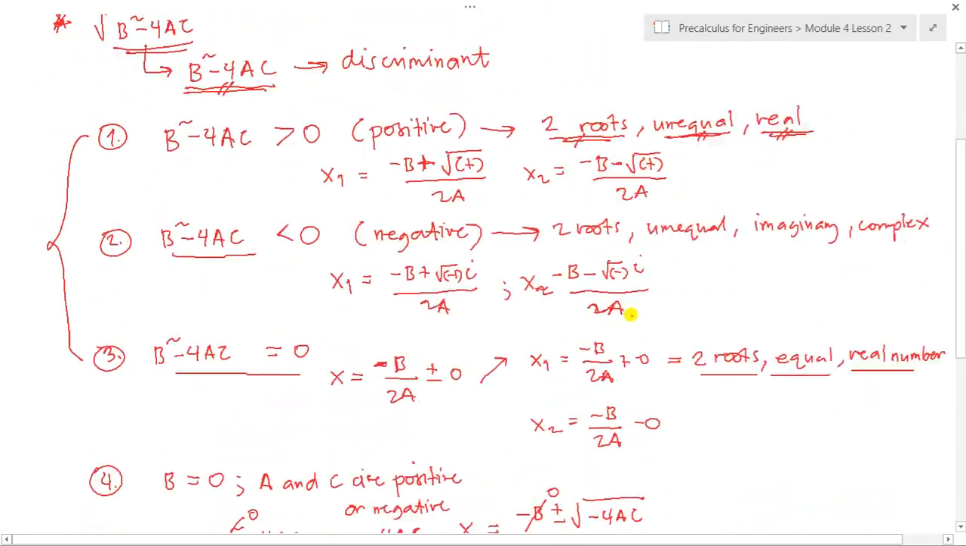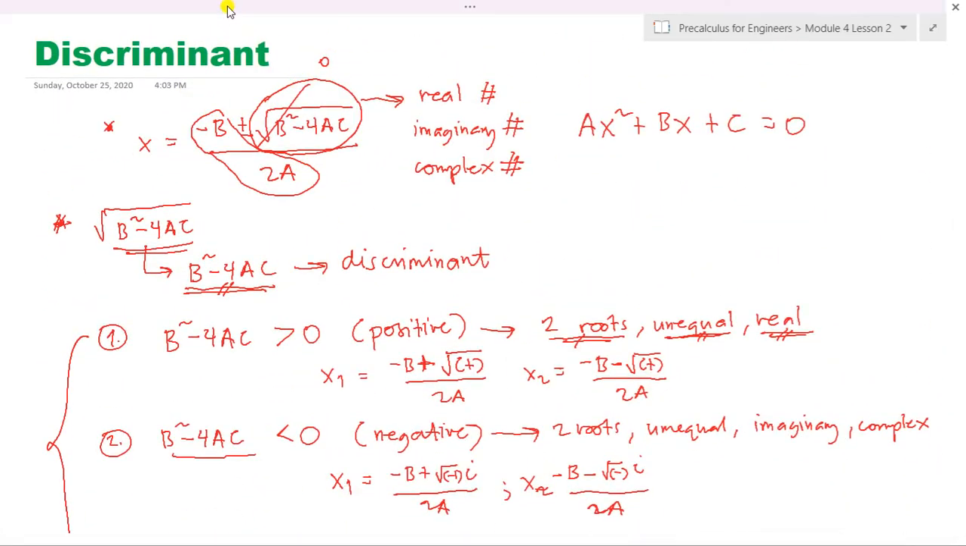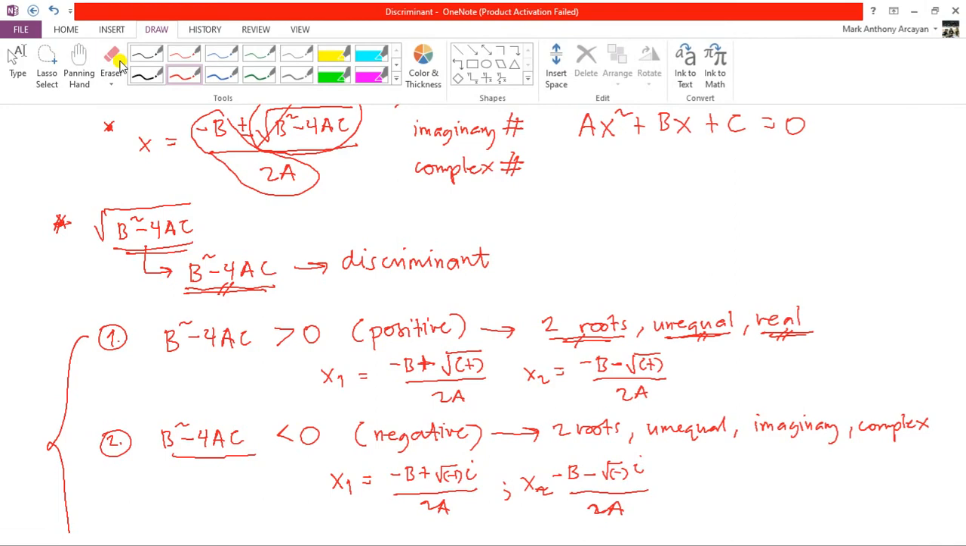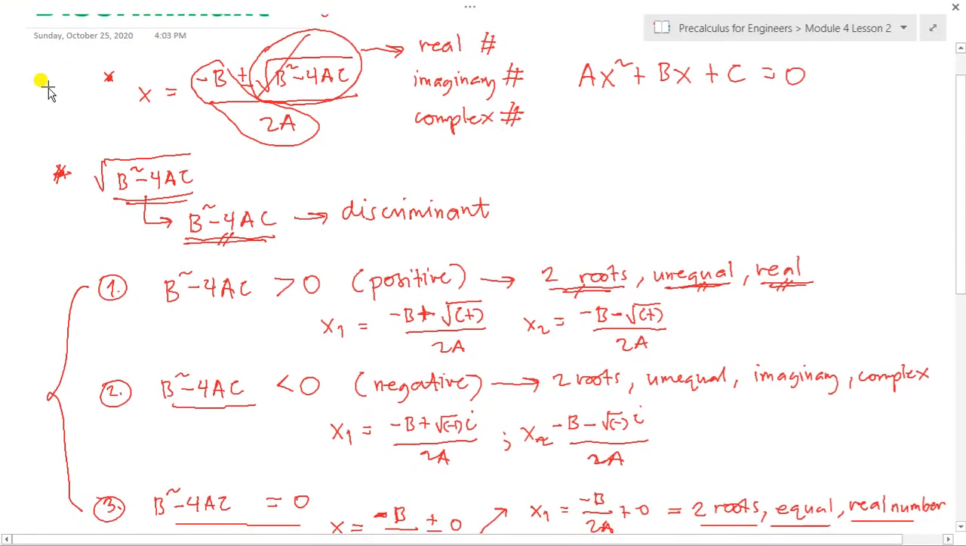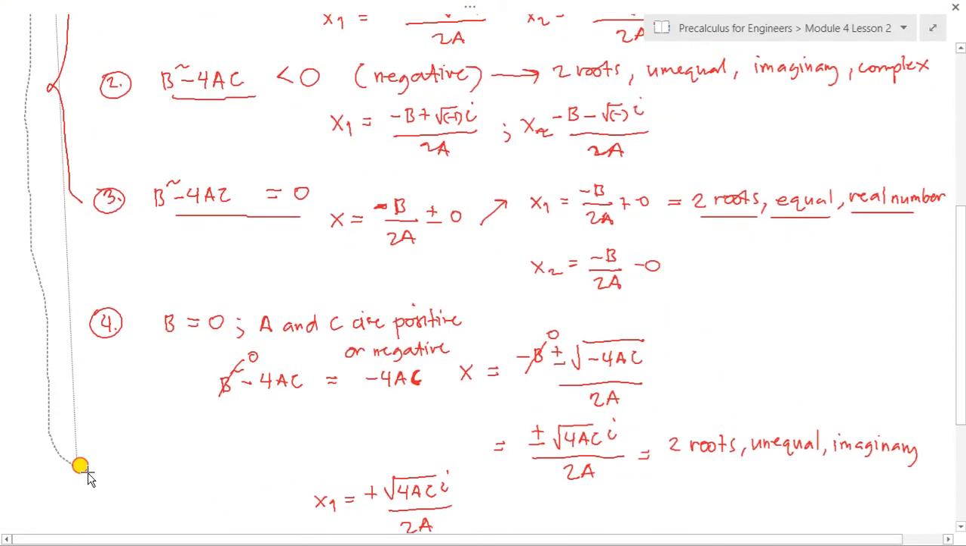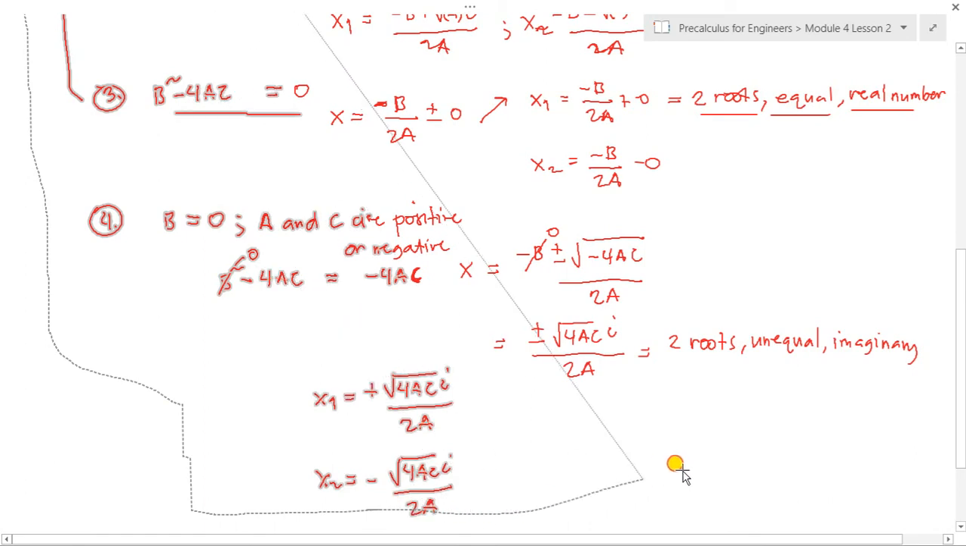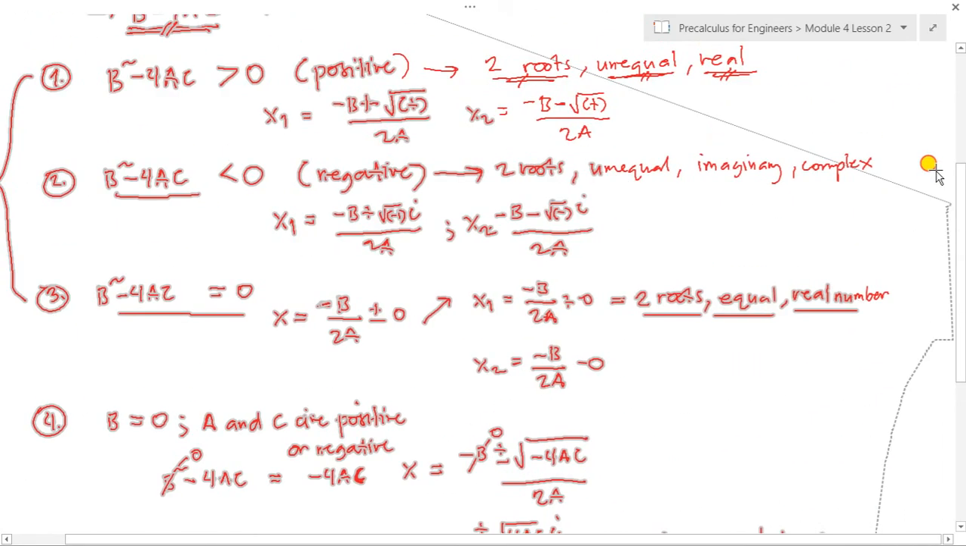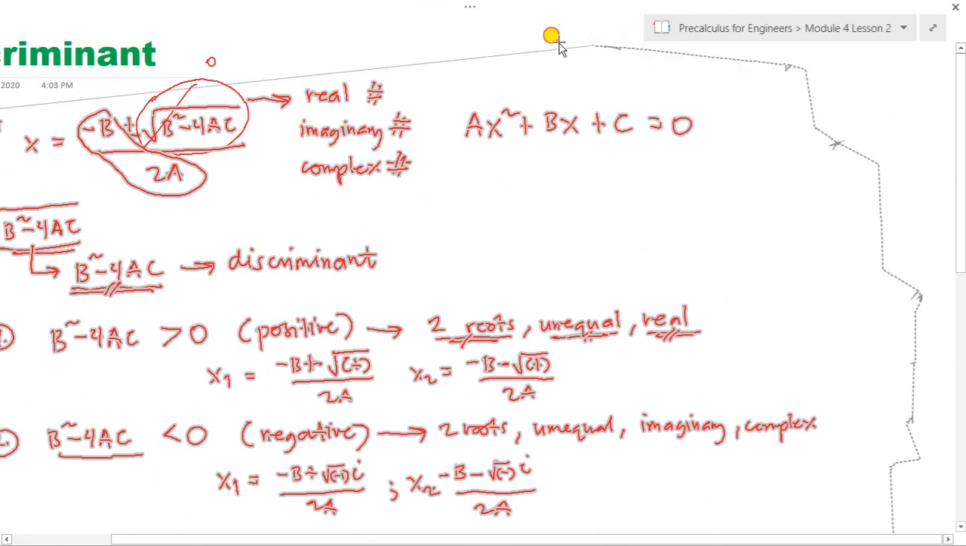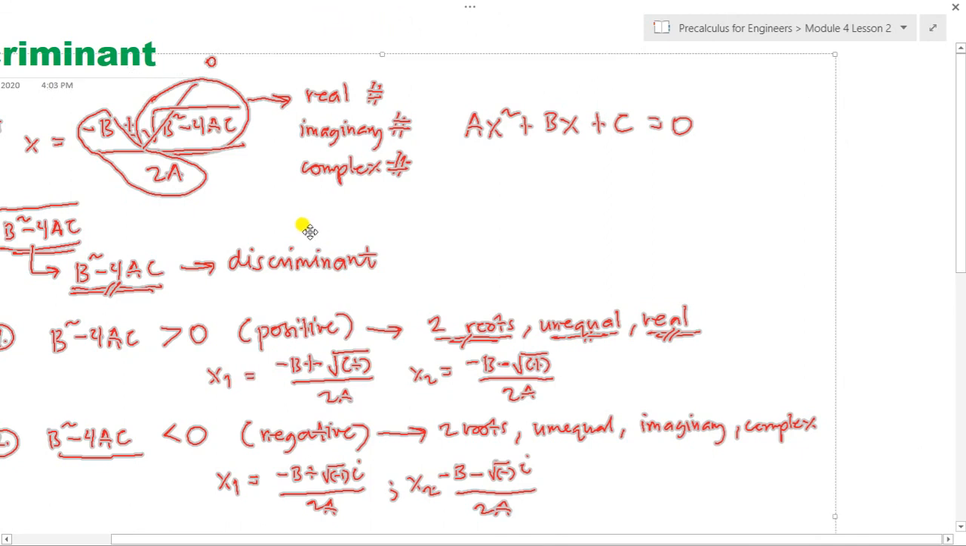So I think this is all for the discriminant. So let's try to apply this on some sa mga quadratic formulas. So let's say you are given a quadratic formula. So erase muna natin to.